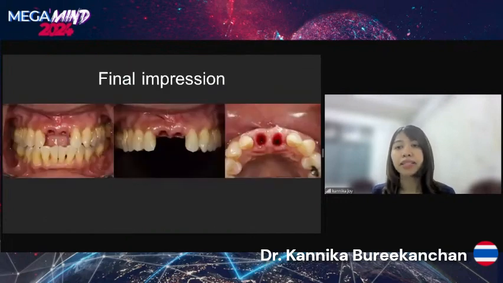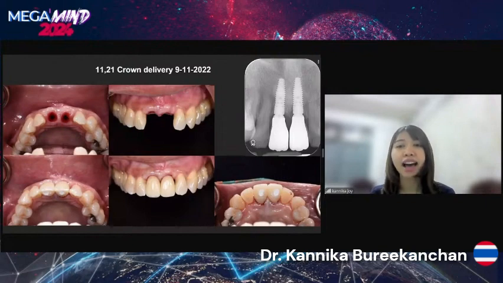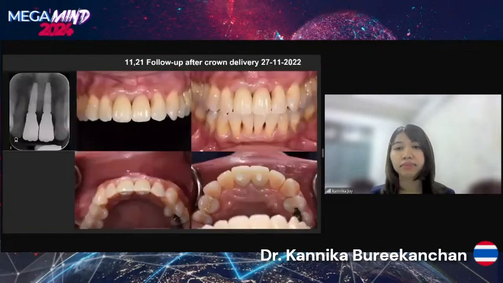After waiting about 6 weeks for complete soft tissue healing, I made an appointment for the patient for the final impression. I decided the final crown to be a layered zirconia crown with variable abutment for tooth 21 and angle screw for tooth 11. After I removed the temporary crown, the soft tissue looked good, healthy, and ready for the final restoration. This picture shows follow-up 2 weeks after final crown delivery.